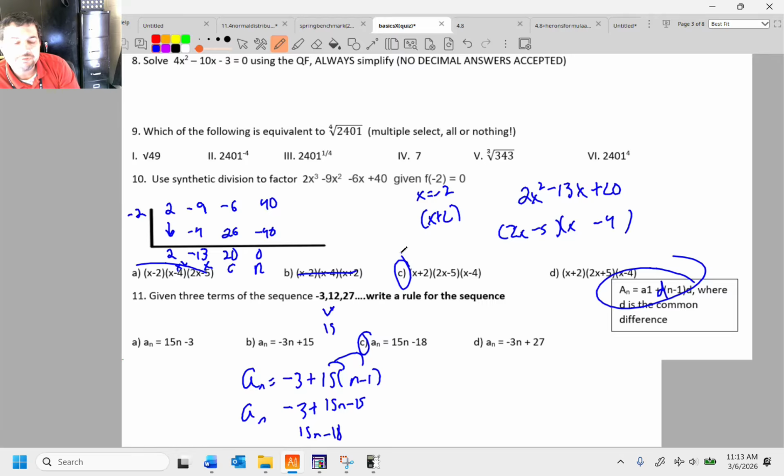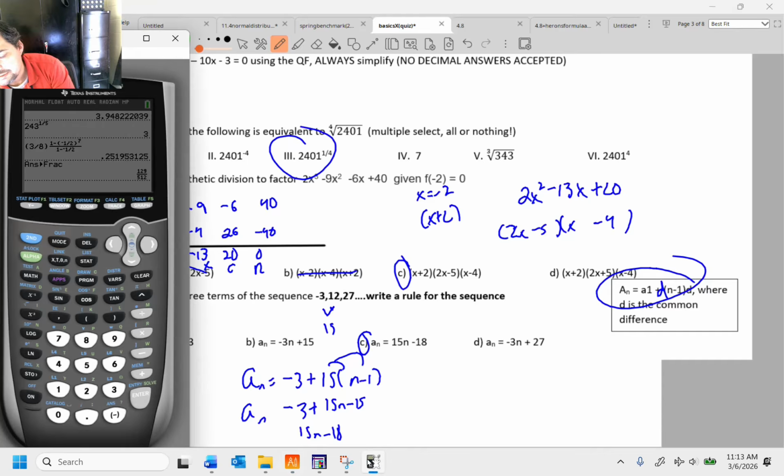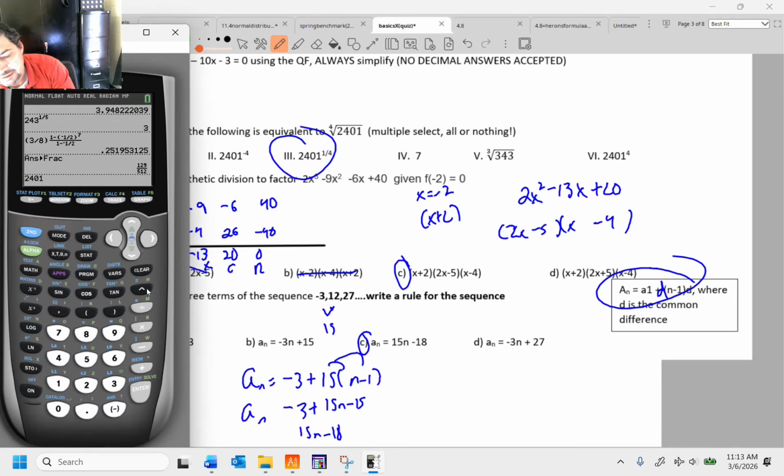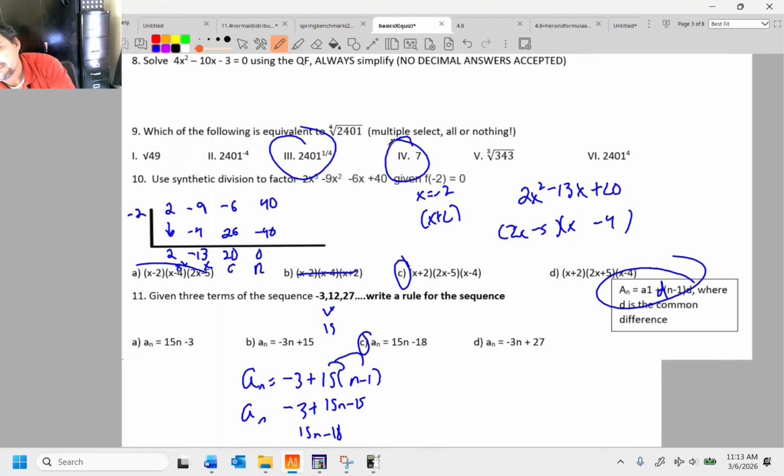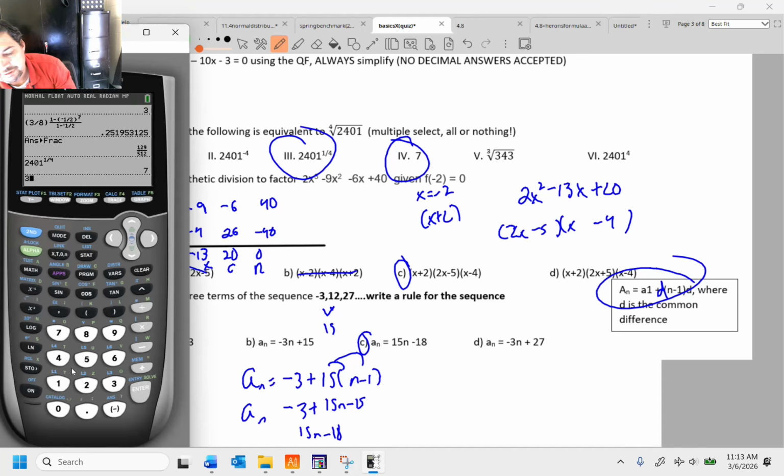Which of the following are equivalent to the fourth root of 2,401? That's the important one, because that's the one, once you catch it, you can go to your TI-84 and you can say what it is. And it was 7. The square root of 49 is also 7. Cubic root of 343, watch this, bro. 343, rooftop, 1/3. 7.